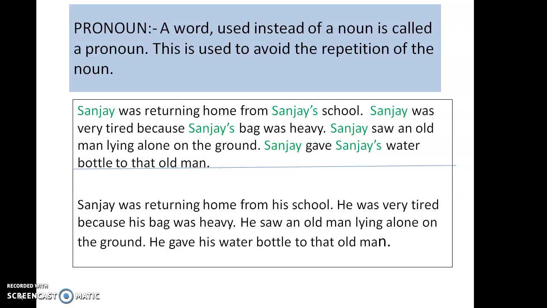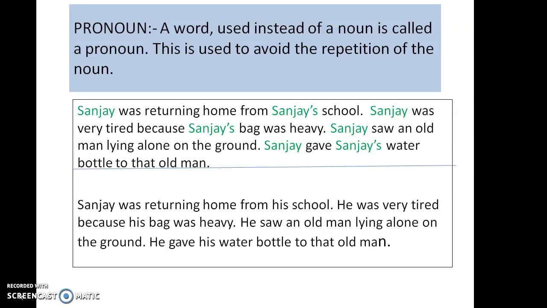But when we write it with the help of pronouns, now you can see how easy it will become. Sanjay was returning home from his school. He was very tired because his bag was heavy. He saw an old man lying alone on the ground. He gave his water bottle to that old man. So it becomes easy and the noun is not repeated again and again.